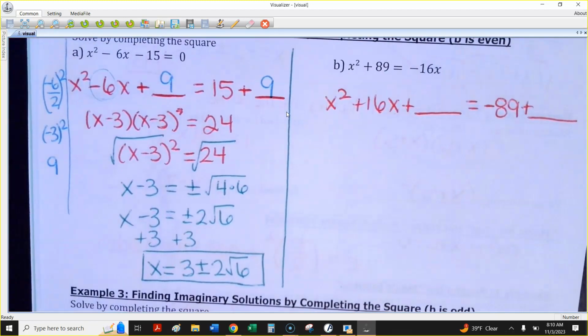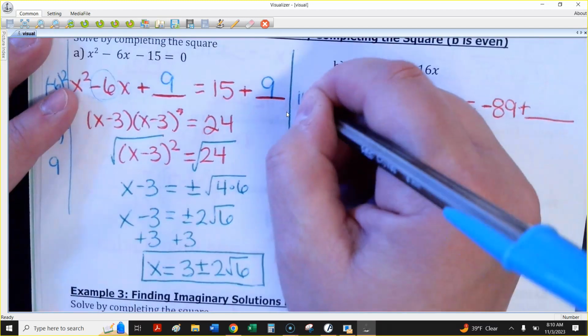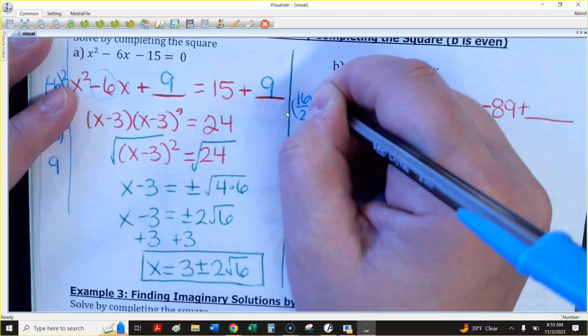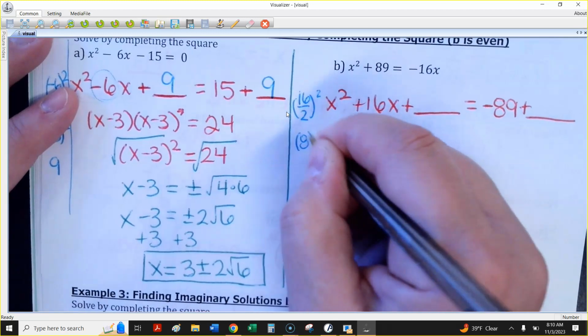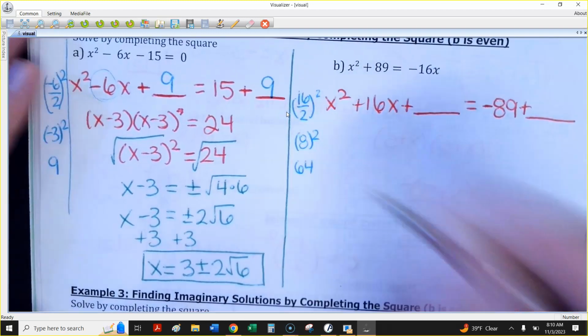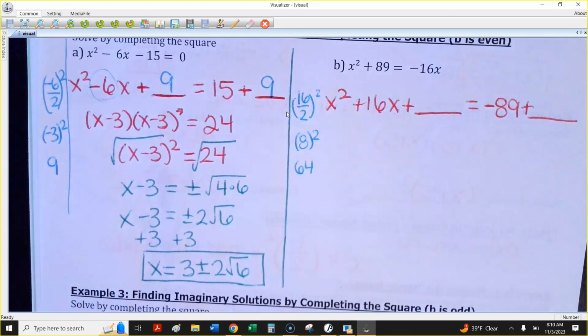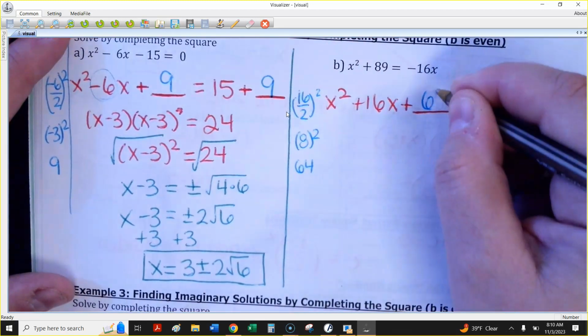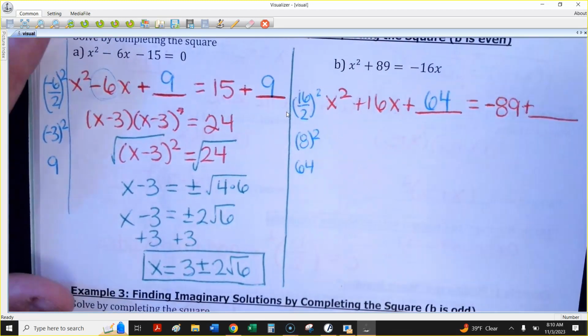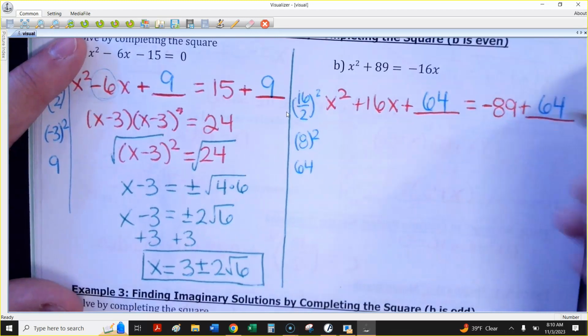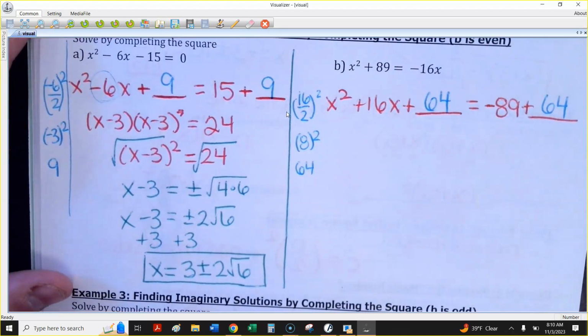All right, now I'm going to complete my square. So I'm going to take my b value, which is 16. We're going to divide that by 2, and we're going to square it. So that would be 8 squared, which would be 64. So 64 is going to complete the square on that left side, and I just got to keep my equation balanced, so I got to add that same thing to the right side.